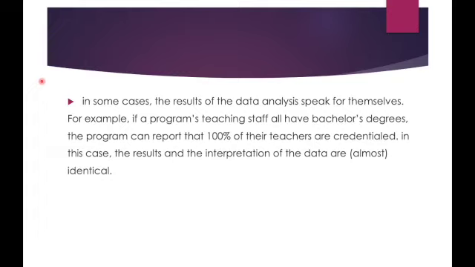In some cases, the results of the data would just speak for themselves and don't need further interpretation. For example, if we talk about the program's teaching staff, whether they are credentialed, and if we define being credentialed as having a bachelor's degree, and the data shows that 100% of the teachers have a bachelor's degree, then it just says that they are 100% credentialed. Then we don't need to interpret more.